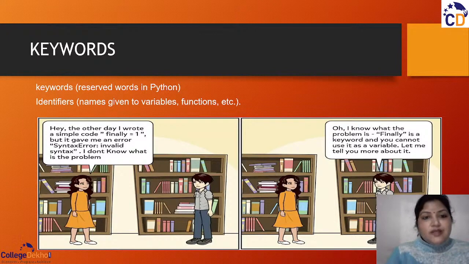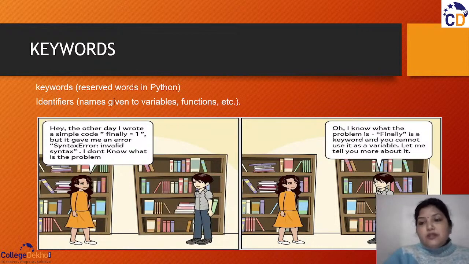Suppose we are taking an example. Hey, the other day I wrote a simple code, finally is equal to 1, but it gave me an error: syntax error, invalid syntax. Why has it given invalid syntax? Because finally is a keyword. You cannot use it as a variable, right? Oh, I know what the problem is. Finally is a keyword. That's what I'm telling you. Finally, if, main, they all are keywords or reserved words that you cannot use as a variable name. So let's begin with the session and start.